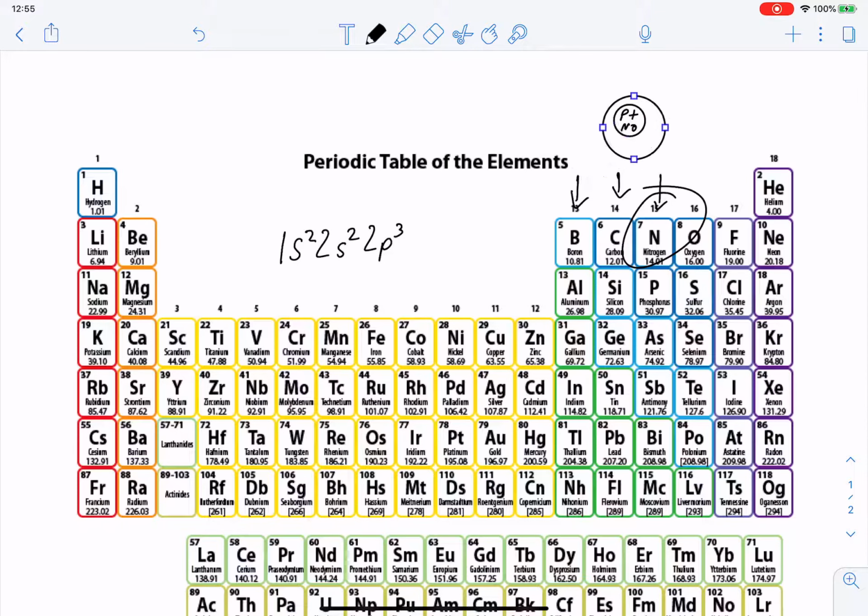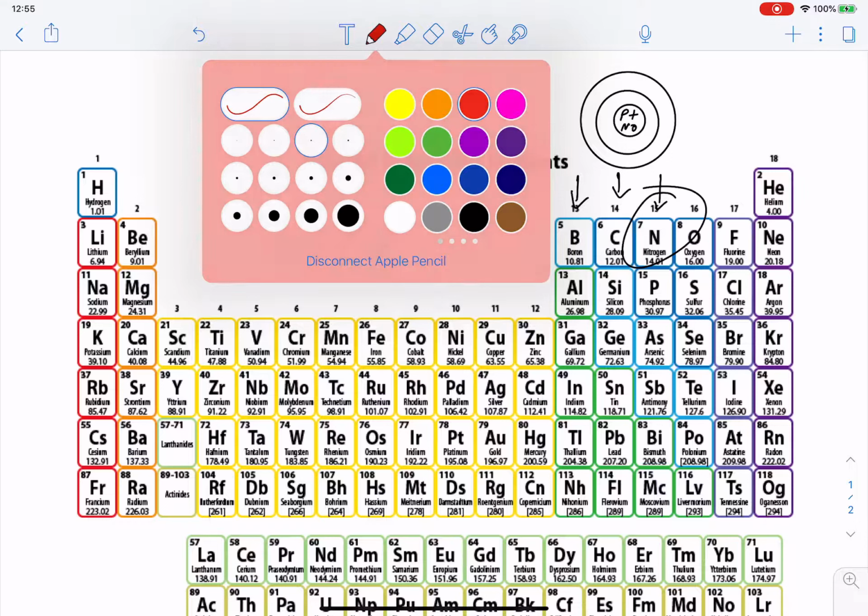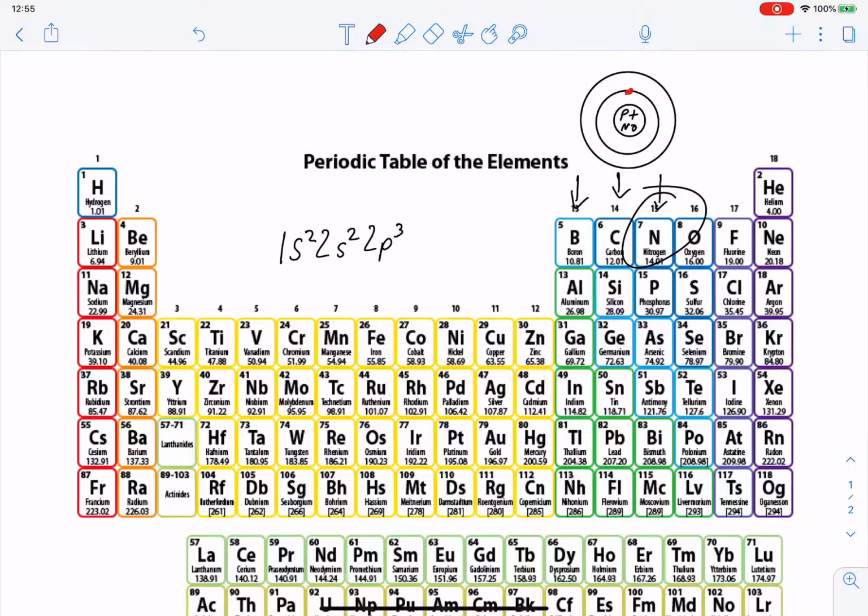And nitrogen has 2 energy levels, right? Because it's in the second row, so it has 2 energy levels. And we'll just go ahead and draw our electrons here. So 2 in the first one, and then 5 valence electrons: 1, 2, 3, 4, 5.